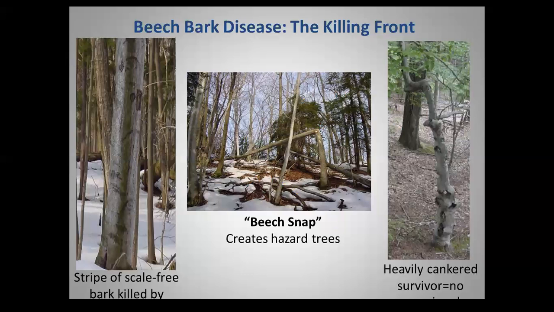So if you look at the middle photo, it's not uncommon to see what we refer to as beech snap. And this is when wind stresses the tree even further and causes it to break. So beech bark disease is causing a lot of fallen trees, and hazard trees are created. The photo on the far right is showing a heavily cankered survivor tree. You can see that this tree is damaged, it's stunted in growth, so it has no economic value. It also has very little value for wildlife.